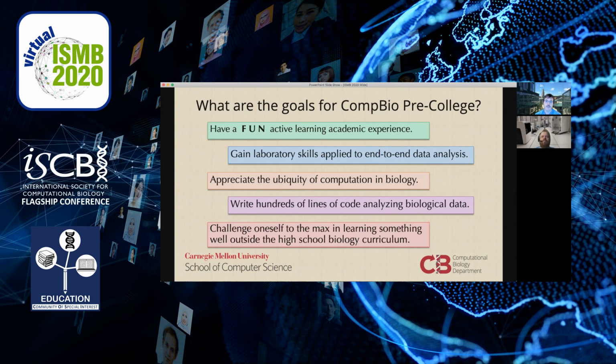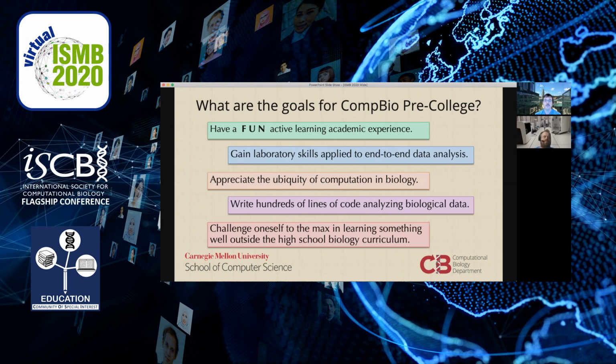data that they gather. So as part of that, we want them to appreciate that in real biological research, computation is ubiquitous. A sub-aim of that is that we want our students to write hundreds of lines of code on their own that's going to wind up applied to analyzing biological data.